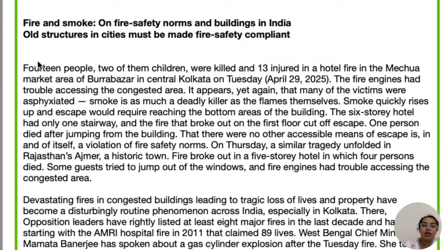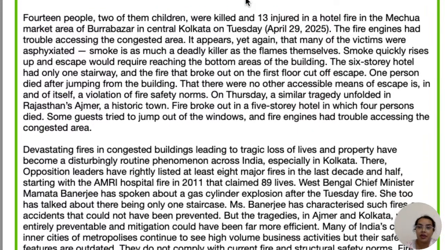Okay, 14 people, two of them children, were killed and 13 injured in a hotel fire in Makua market area of Bazaar in central Kolkata on Tuesday. एक incident हुआ, so sometimes some event took place, incident took place, then you first mention what happened, and then you give your ideas why it happened, how it could have been avoided and all. The fire engines had trouble accessing the congested area. So यहाँ पे because it was a congested area, fire engines को problem हुई.